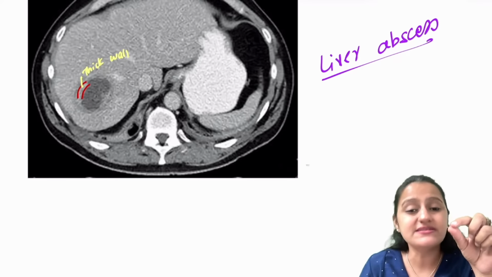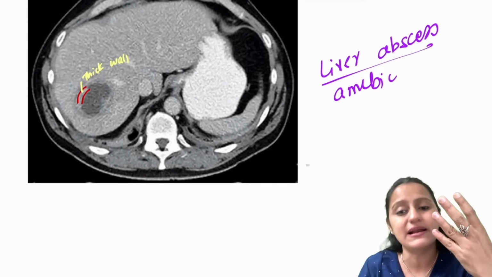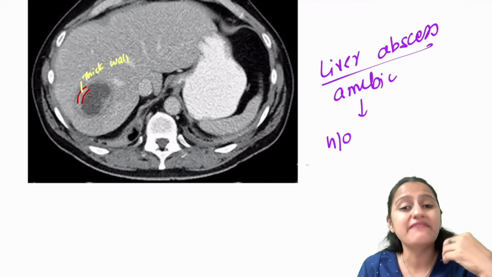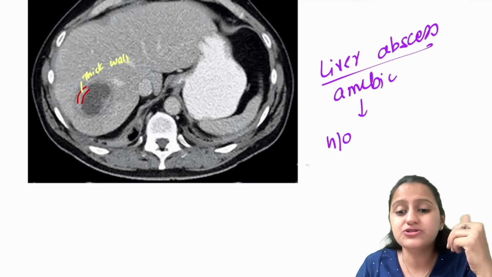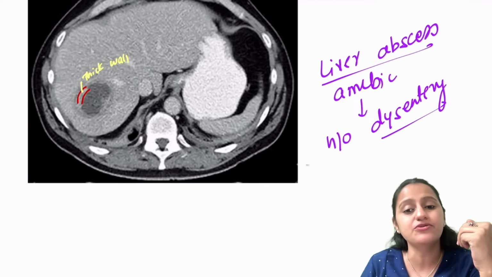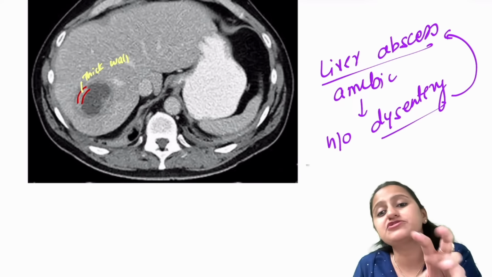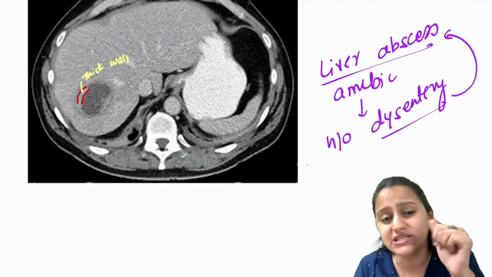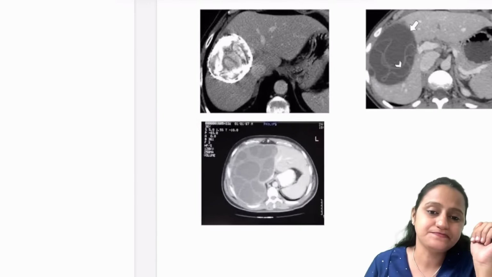Which liver abscess is generally solitary? The amoebic liver abscess. Pyogenic ones are multiple. And what history do you have in amoebic liver abscess? First is amoebiasis, so there is going to be a history of the bowel being affected. There will be a history of dysentery, and after that this amoebic liver abscess. So when you have a history of dysentery followed by a liver lesion with anchovy sauce appearance, it is amoebic liver abscess.